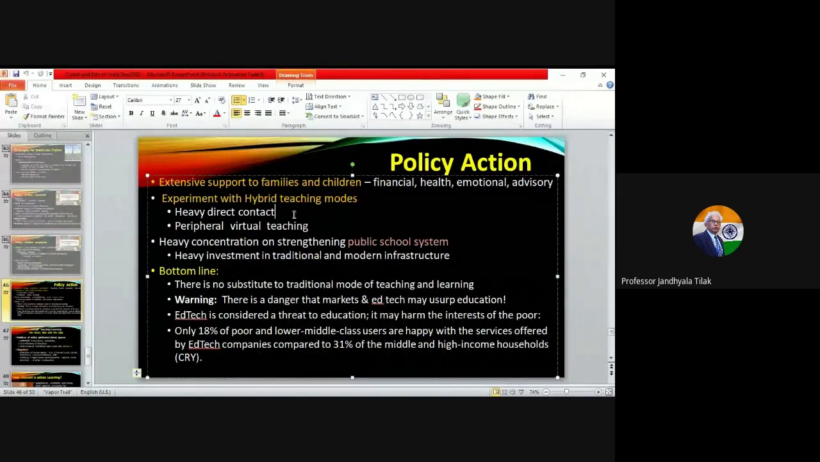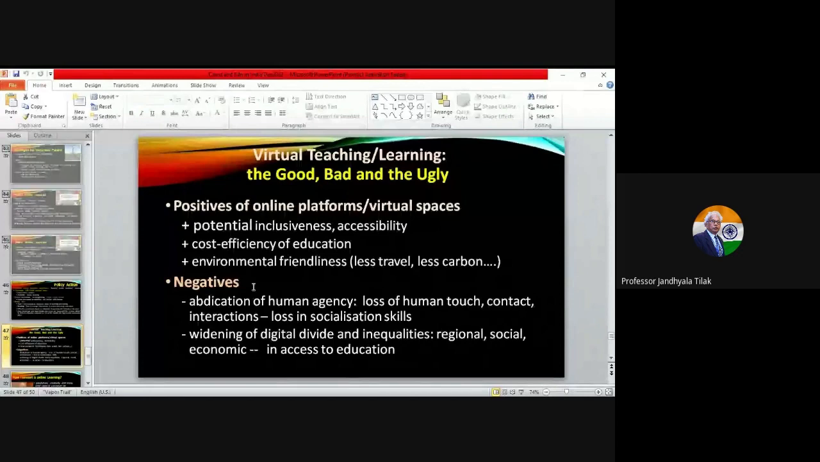And with educational technology, the experience is that hardly 18% of the poor and lower middle class children are some kind of happy, quote unquote, with the services offered by some of these companies, while the percentage is 31% among the middle and high income groups. So the point to be noted is that even among the high income groups, not even one third of the children are happy with these educational technology tools in a meaningful way.